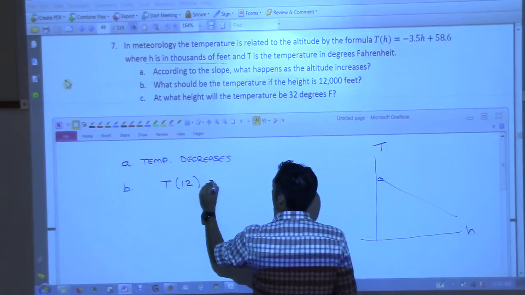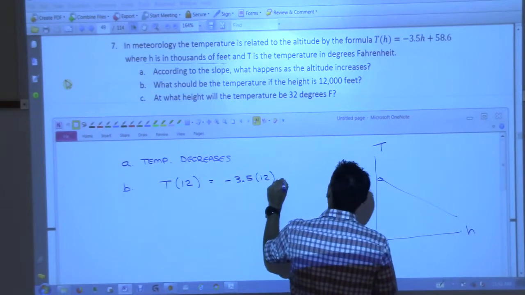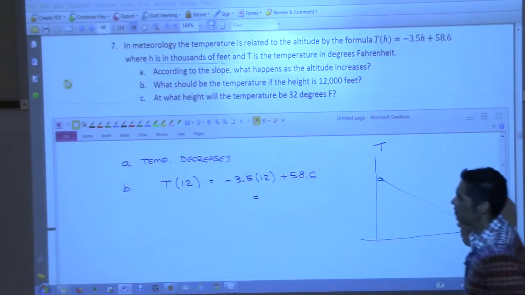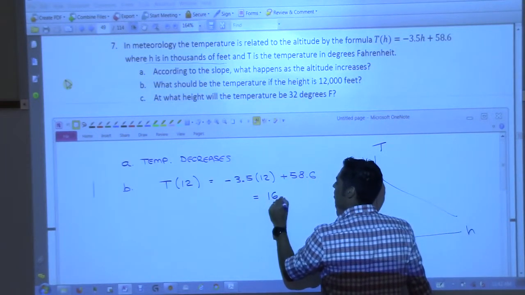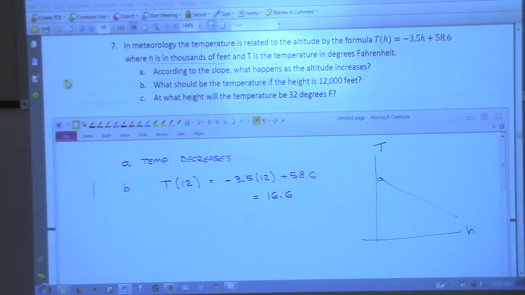And let's see, negative 3.5 times 12 plus 58.6. Who has that for me? 16.6. What did you get when you plugged in 12,000? Had anyone done 12,000? No? You'll get a huge negative number, which means anyone up there is like a rock solid ice cube, right?